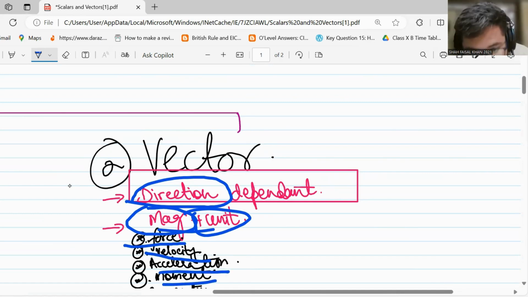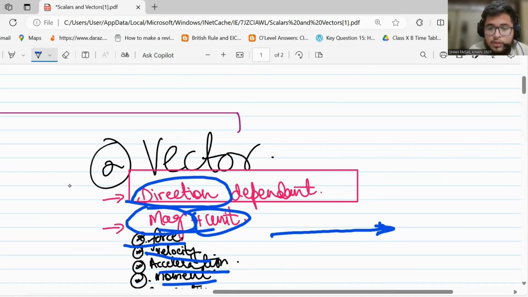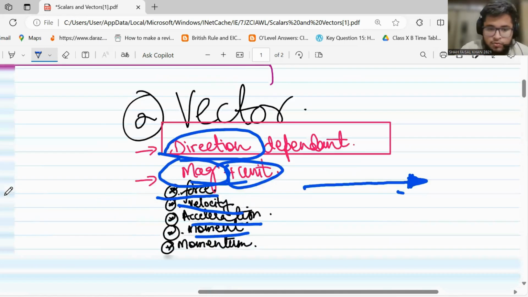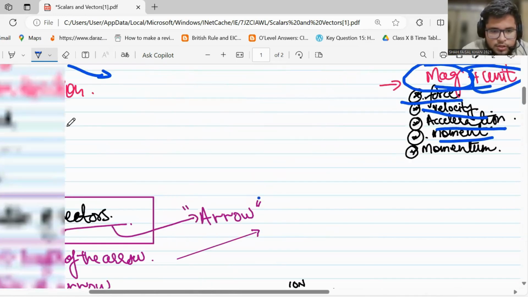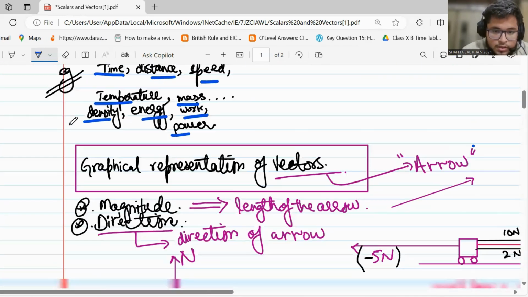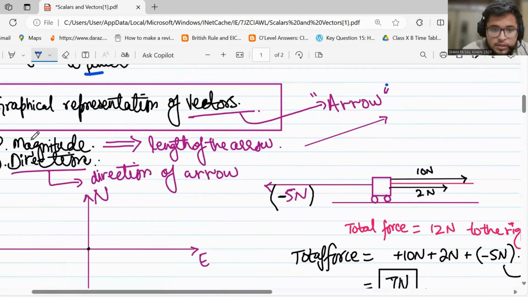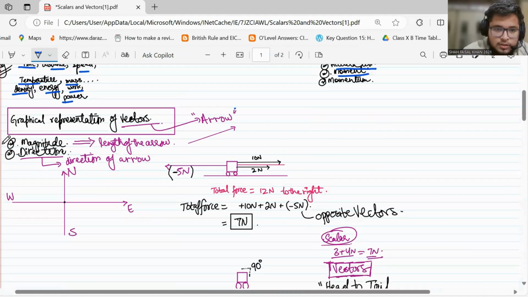For example, velocity is in a straight direction, right? If we draw a straight line, I know this isn't a straight line, but if you draw a straight line, then we will call it velocity. Moment, momentum, all are vectors, definitely the examples.